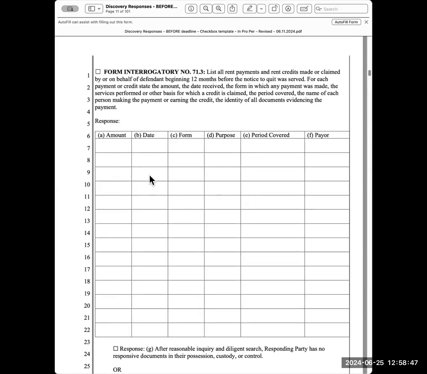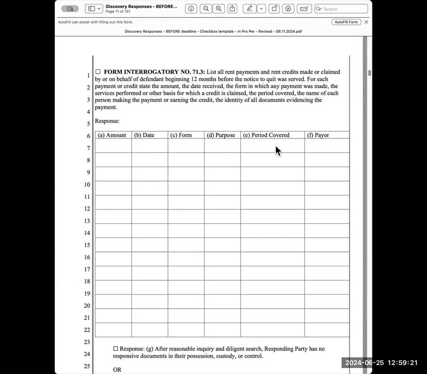made. Sometimes people make partial payments. You could have maybe paid a portion of the rent at the beginning of the month and then paid the rest of the rent either in one other payment or two other payments. However it's done, if you make partial payments, each partial payment gets its own line, because you're going to put in the amount, the date it was paid, the form it was paid, whether it's check or cash or money order. The purpose is typically rent.